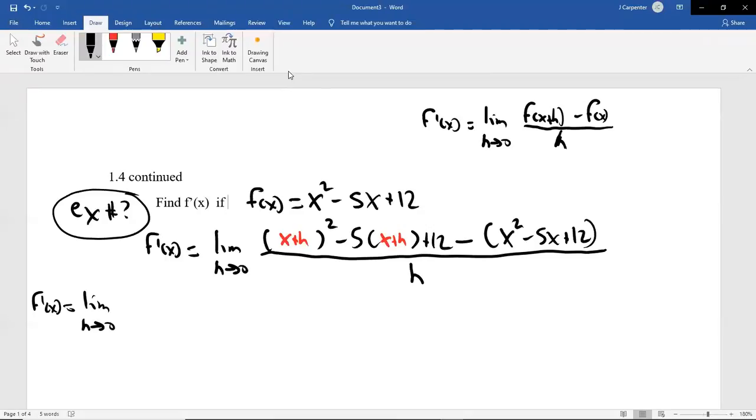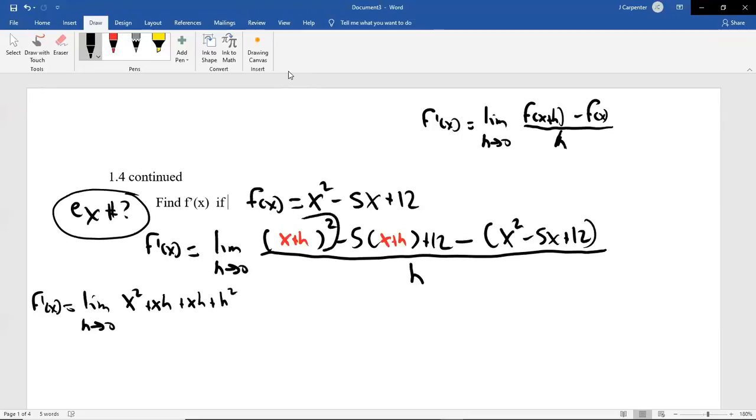Sorry, more stuff with my dog. So parentheses, we're going to have to write that times itself. So that's x plus h times x plus h. I am going to skip writing that step right out here. X plus h times x plus h. That's x squared plus xh plus xh plus h squared.